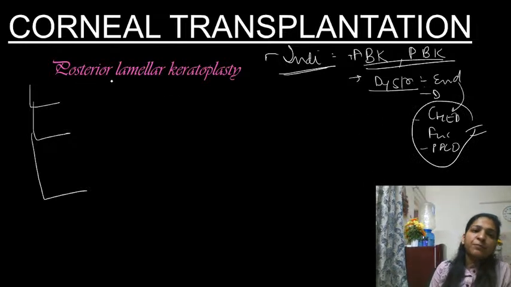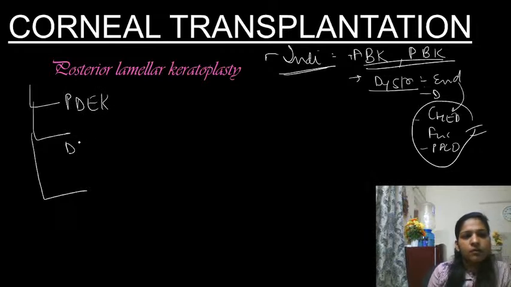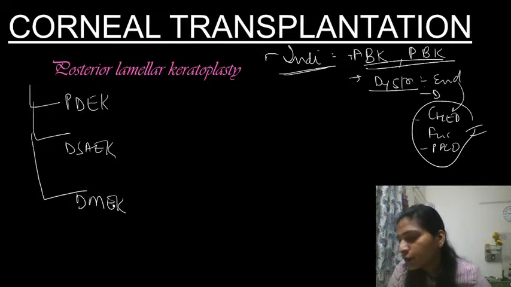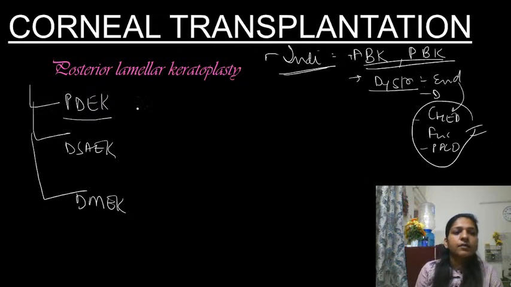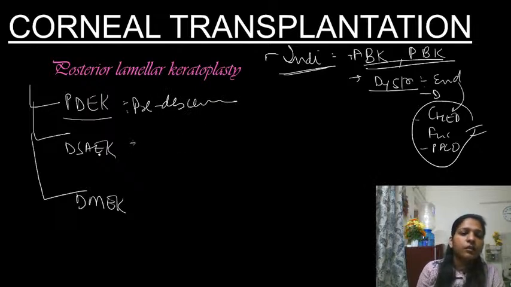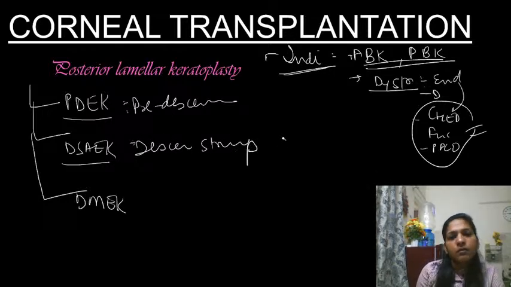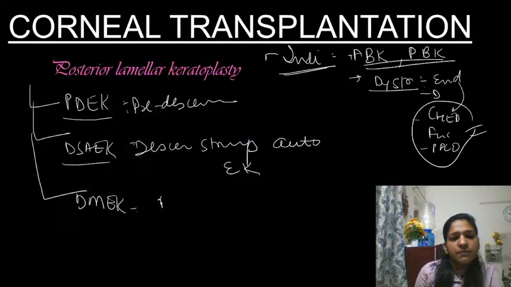Now coming on to the types of posterior lamellar keratoplasty. These are PDEK, DSAEK, DMEK. Can anyone just tell me the full form of this? This is pre-Descemetic endothelial keratoplasty. It is Descemet stripping automated endothelial keratoplasty. It is Descemet membrane endothelial keratoplasty.